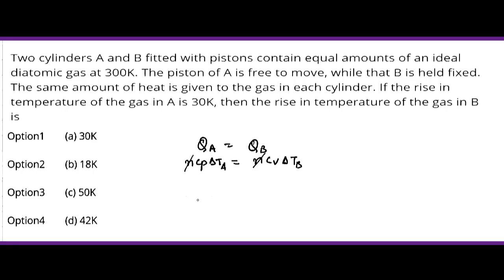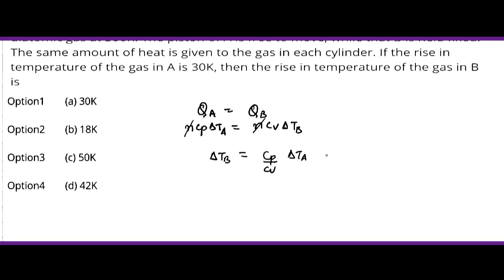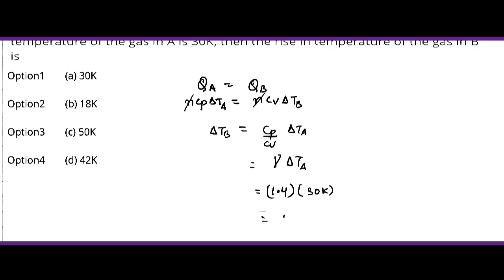So from here we get delta TB will be equal to Cp upon Cv times delta TA. Okay, now Cp upon Cv is nothing but gamma. Now gamma for diatomic gas is 1.4 and rise in the temperature in the cylinder A is given to us as 30 Kelvin. So from here we get it as 42 Kelvin. So the rise in the temperature in the cylinder B will be 42 Kelvin. Now checking from the options, we get option number 4 is the correct option.